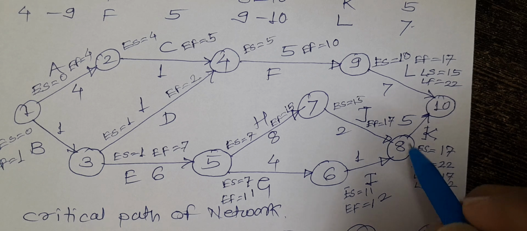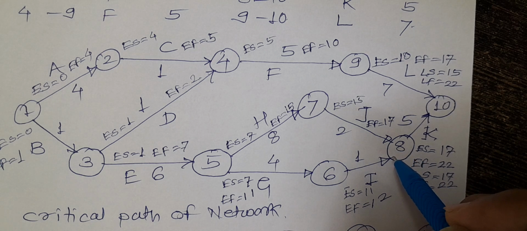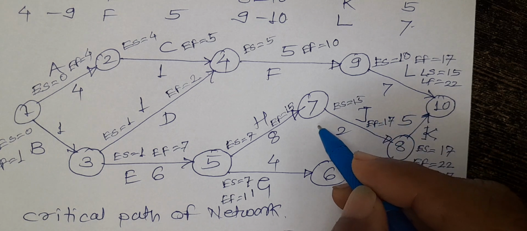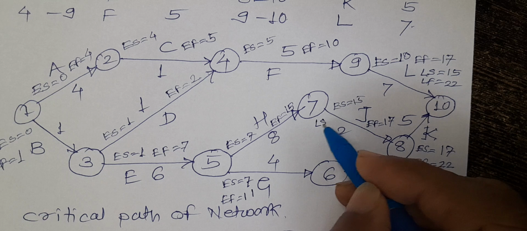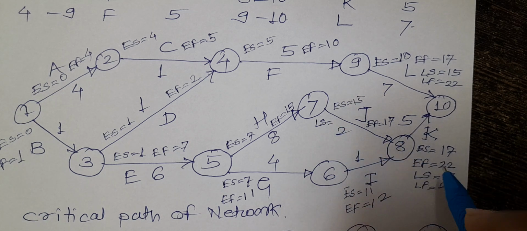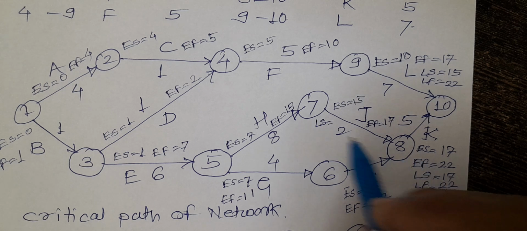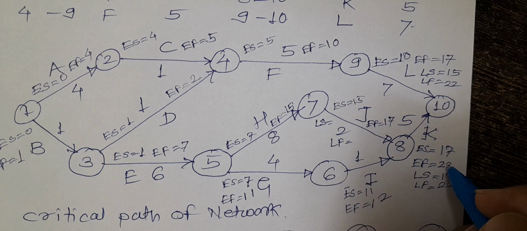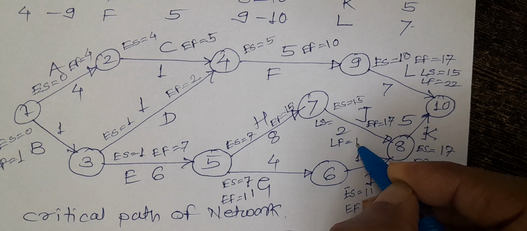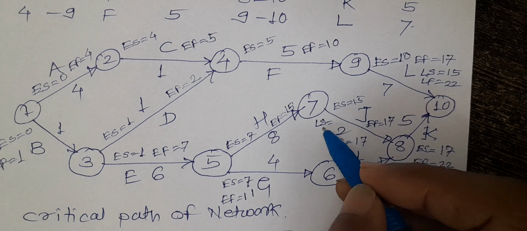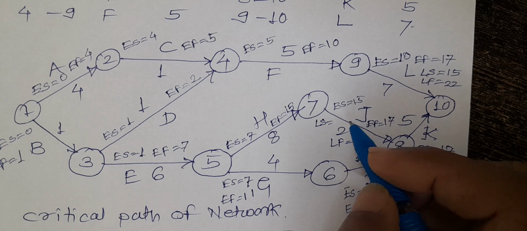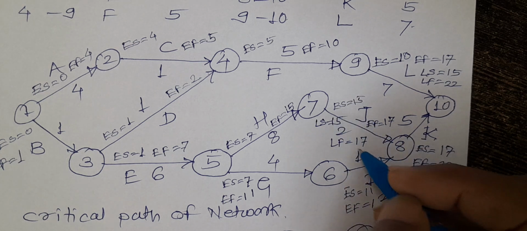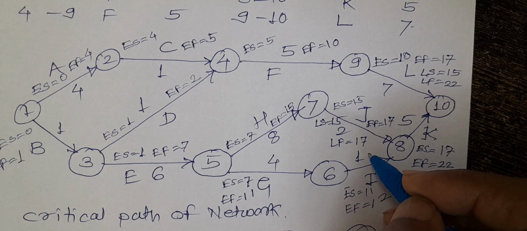So now we'll move to the activity number J. So what is the latest start for this activity J? Latest start is nothing but the latest finish for this activity is the earliest start. So the earliest start is 17, that will be the latest finish for this activity. So what is the latest start? 17 minus 2, it is 15. So this is the latest start and latest finish for this activity J.